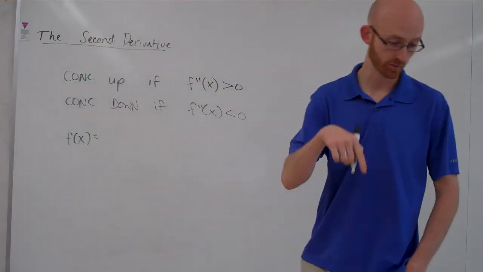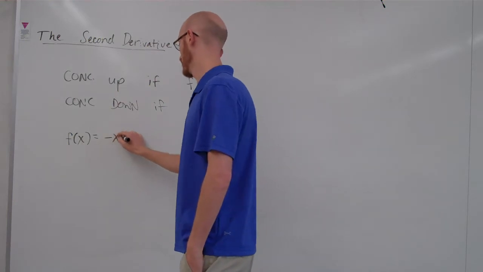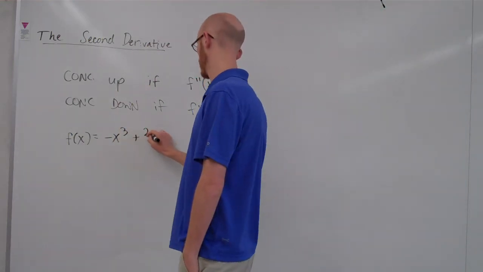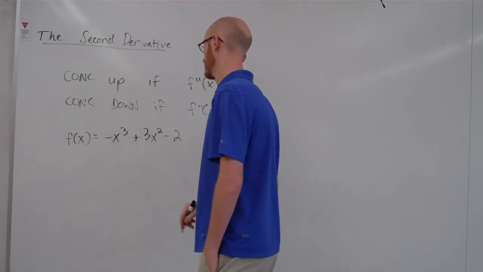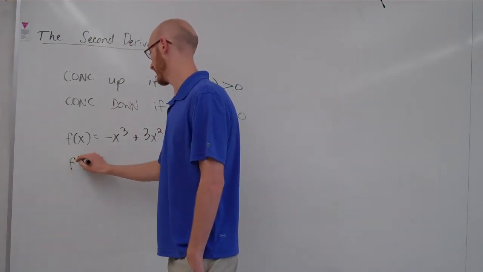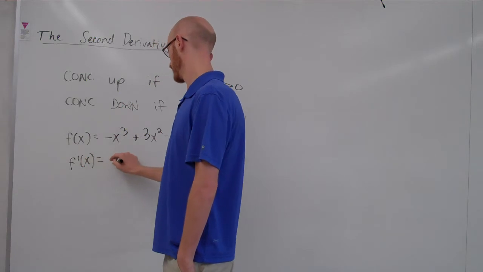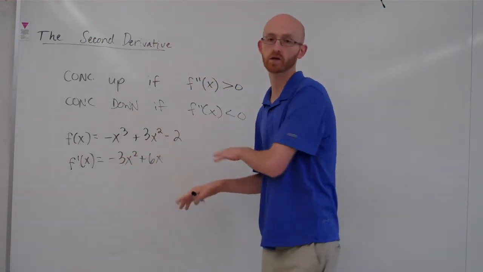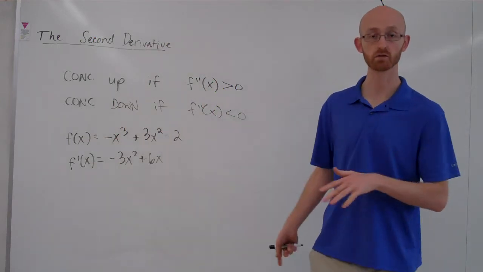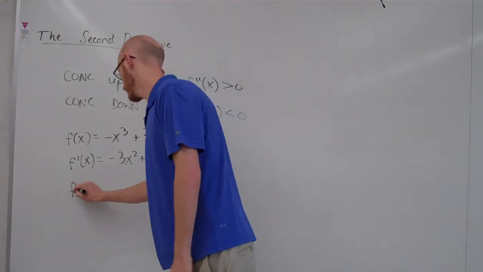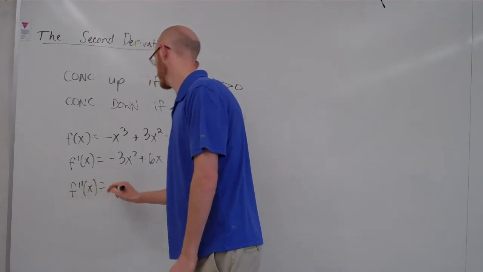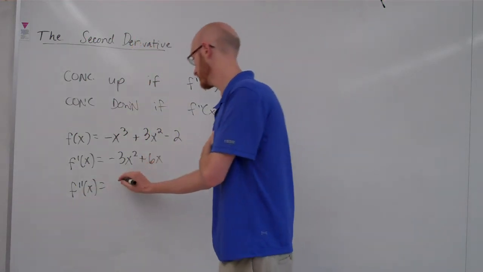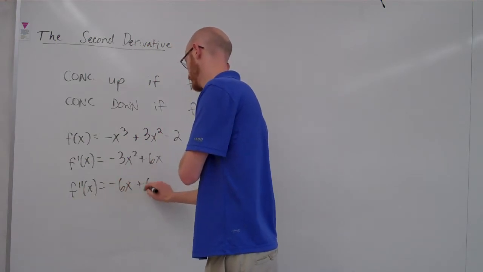I posted a PDF relating to this one. Negative x cubed plus 3x squared minus 2. Now we'll take the derivative of that. Negative 3x squared plus 6x. This would be the kind of place where you would pause and do it yourself. Now, again, take the derivative of the derivative, also known as the second derivative. Notice the derivative of 6x is 6, and you get negative 6x plus 6.